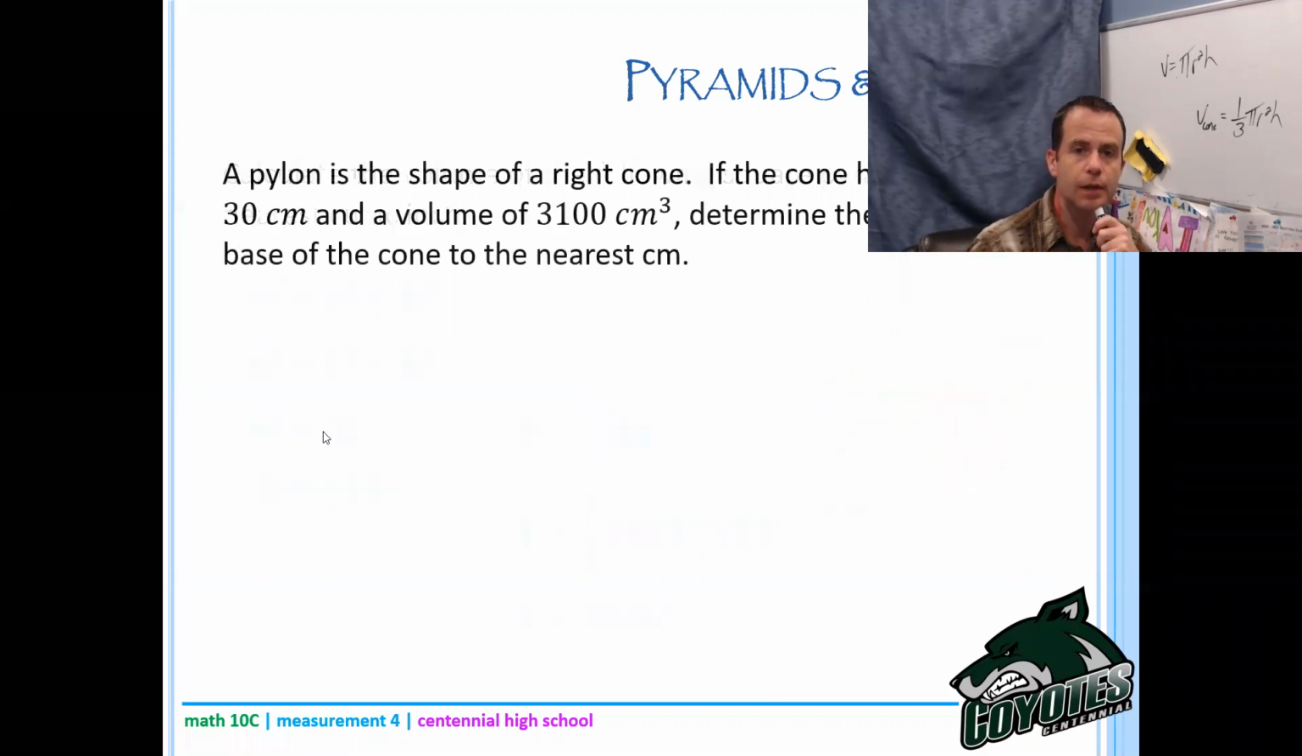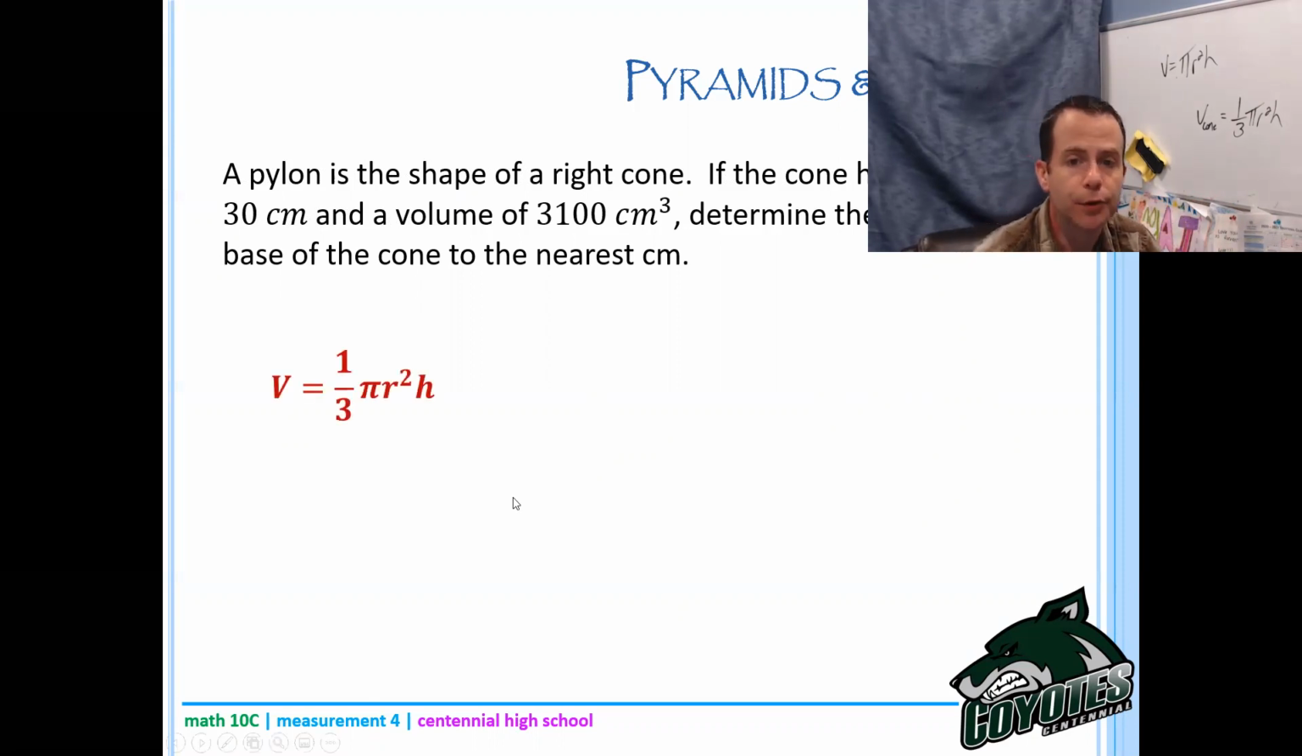All right, a pylon is in the shape of a right cone. If the cone has a height of 30 centimeters and a volume of 3,100 centimeters cubed, determine the radius of the base of the cone to the nearest centimeter. So, like every question we've dealt with together, start with a formula, fill in what you know, figure out what you don't know. So we're talking about the volume of a cone.